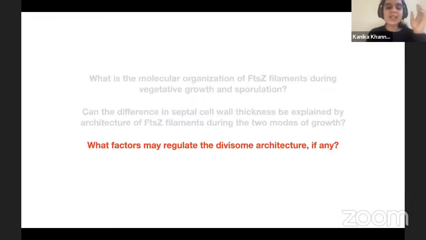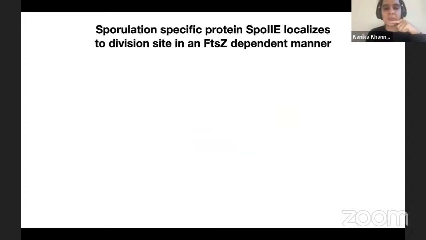And the next thing we wanted to investigate is, what are the factors which might be regulating the divisome architecture? So why do we see a difference in the organization and the thickness of the septal cell wall in vegetative growth and in sporulation? In order to investigate this, we zeroed in on a protein called SPO2E. What is special about this protein SPO2E is that it is sporulation specific. So it's only produced during sporulation and not during vegetative growth.